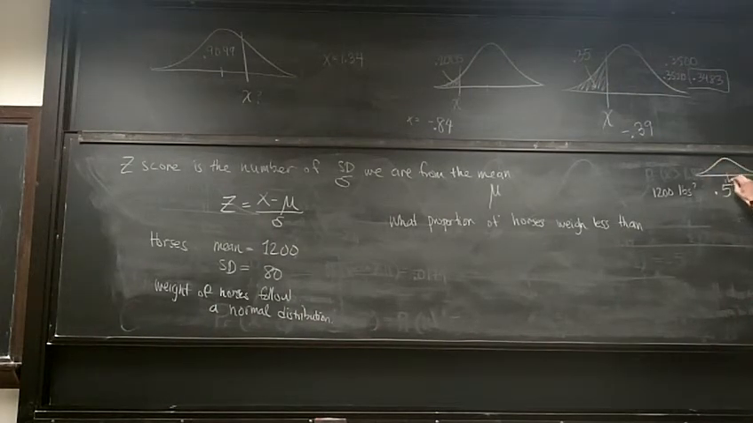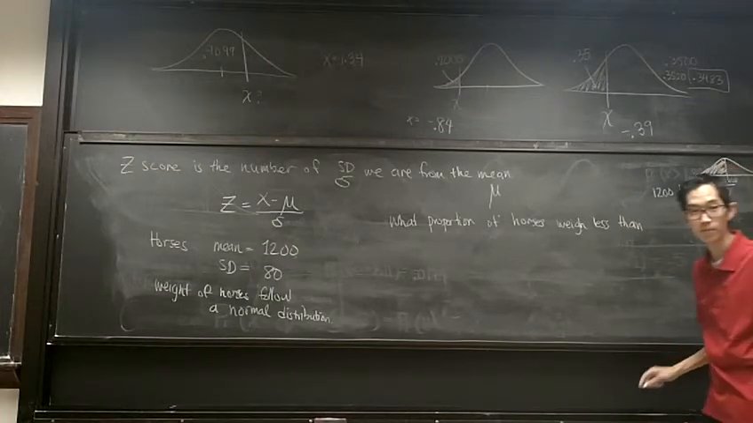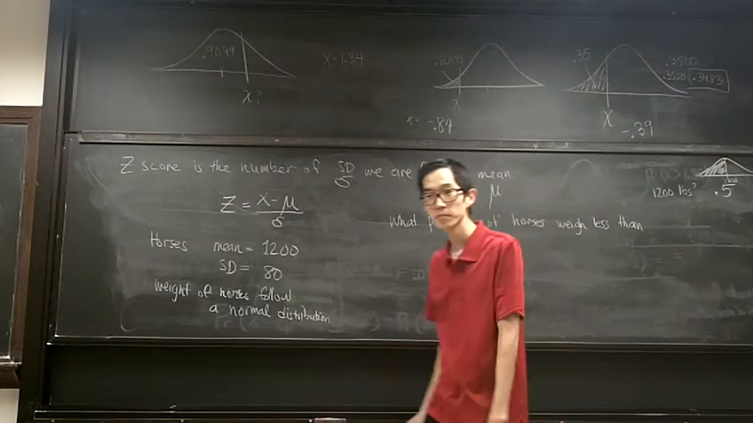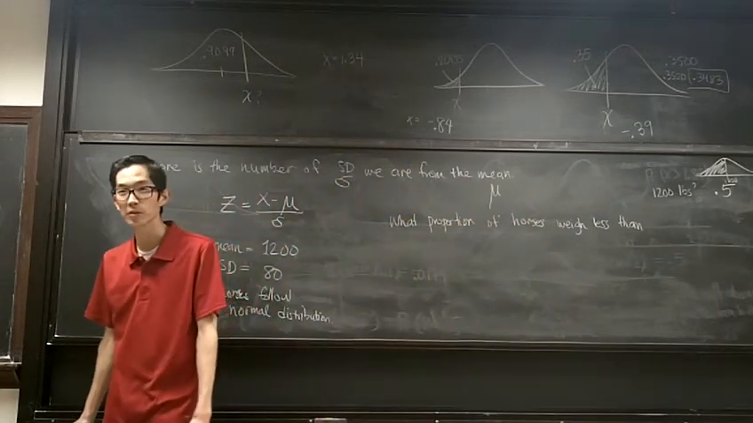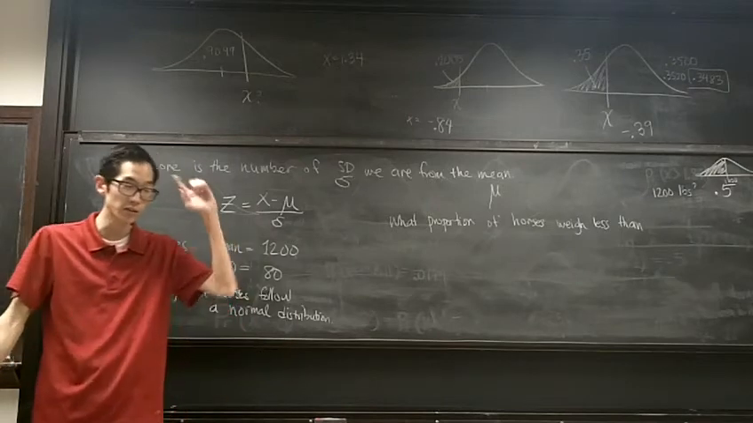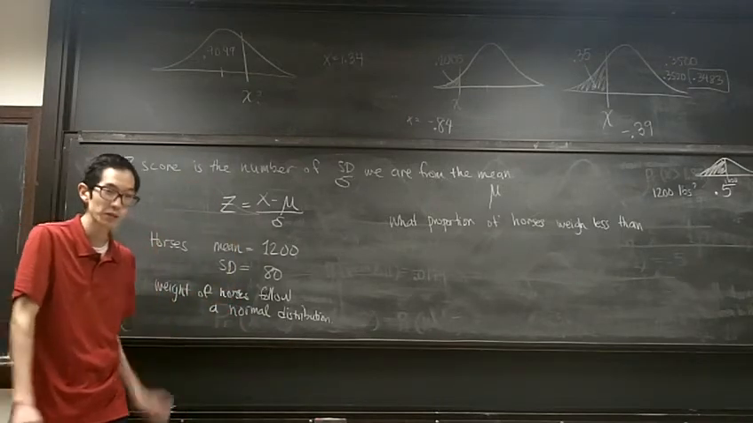Right here at 1,200 is right in the middle, and everything to the left is there. Is that okay? What is the z-score of a horse that's 1,200 pounds? Don't shout it out. Think of the answer. It shouldn't take you very long to figure it out.